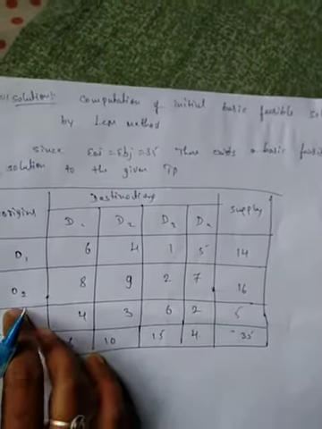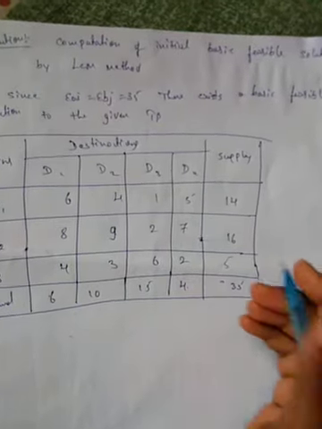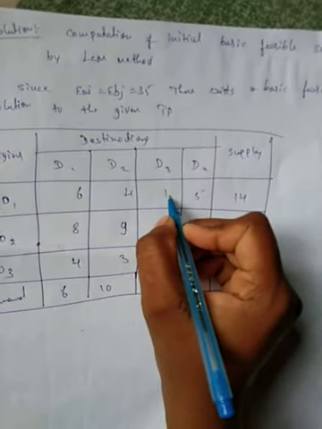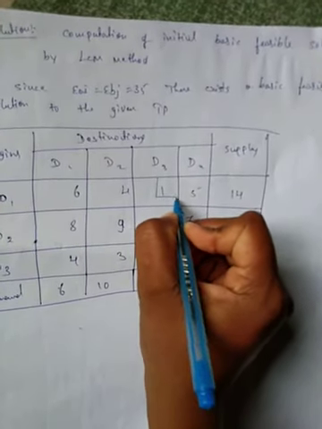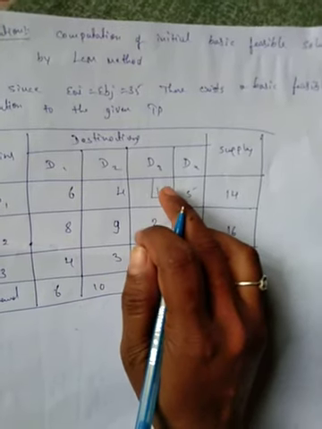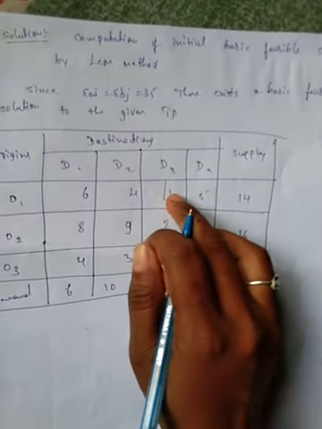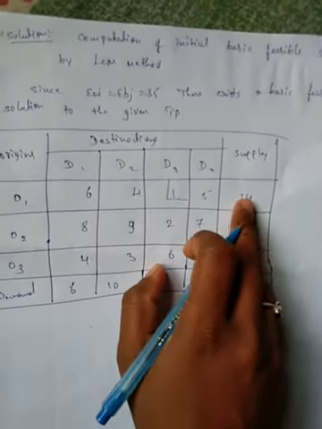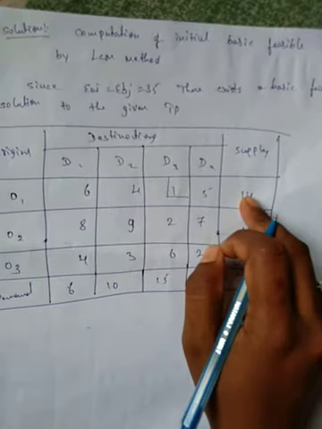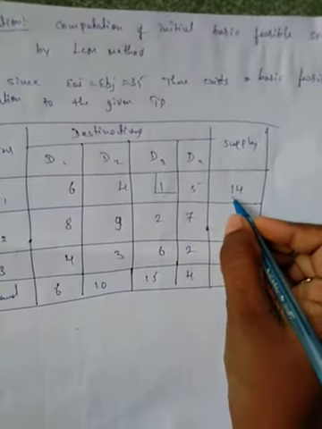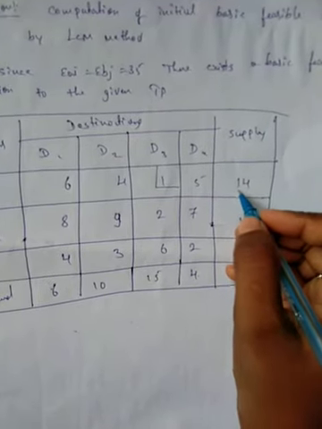The first step under the LCM method is to determine the smallest cost in the cost matrix. The smallest cost in the given cost matrix is 1. So first I allocate this cell. There are two rim values for this cell. The column rim value is 15 and the row rim value is 14. We allocate the minimum of the rim values, and the minimum rim value here is 14.